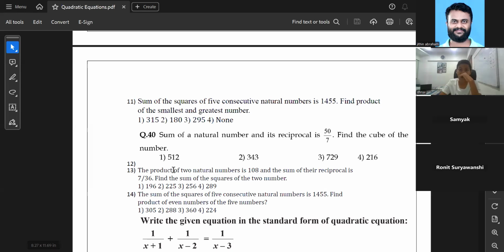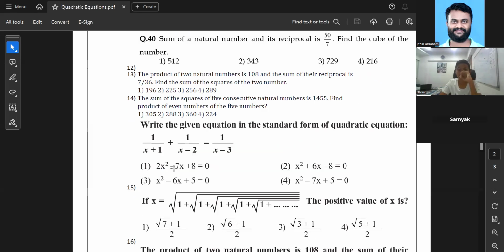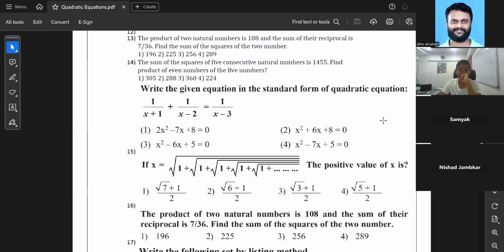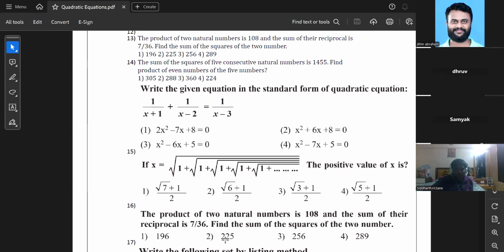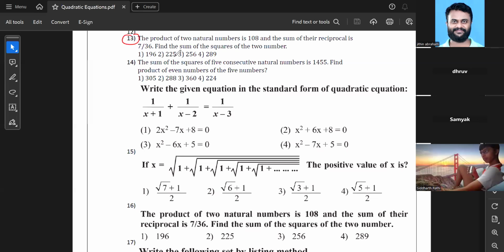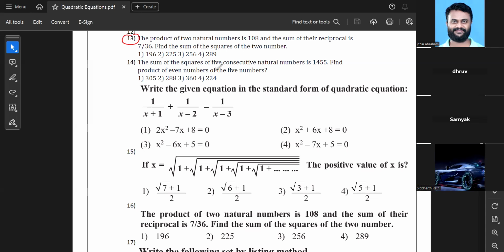Now, let's proceed further. Let's go for the 13th one. The product of two natural numbers is 108. The sum of their reciprocals is 7 by 36. Okay, two natural numbers.